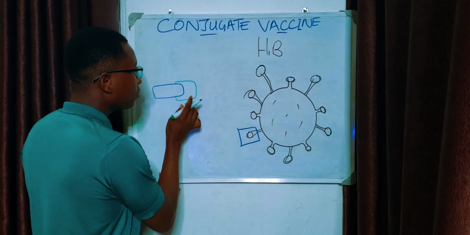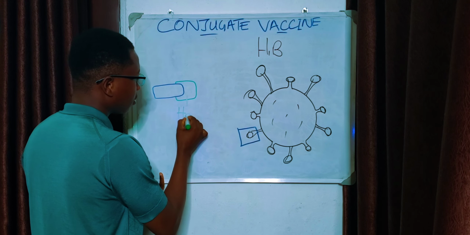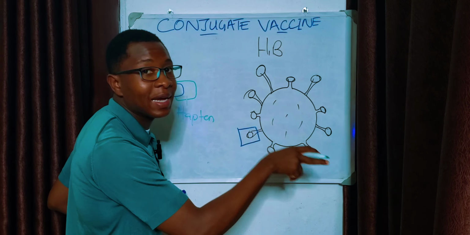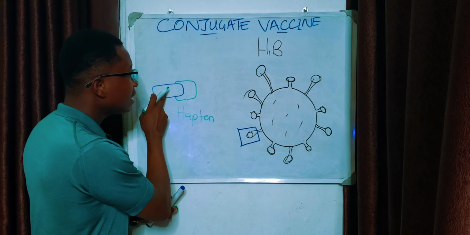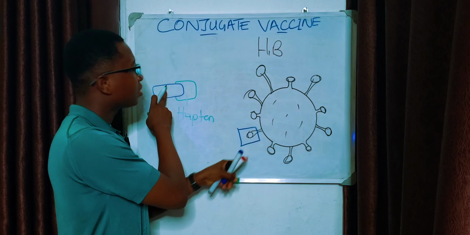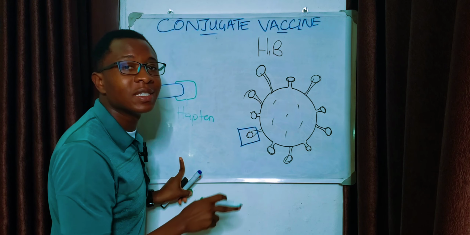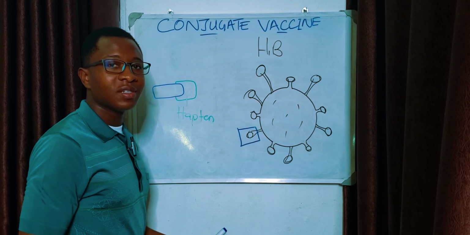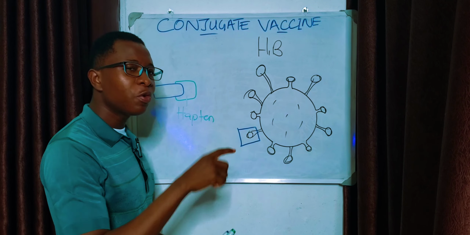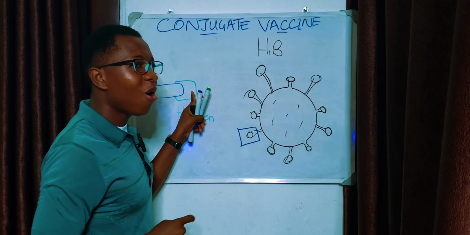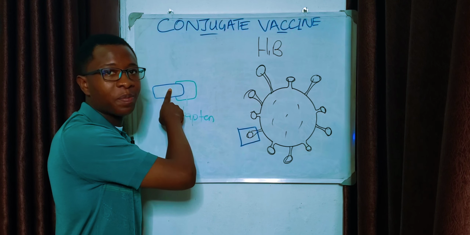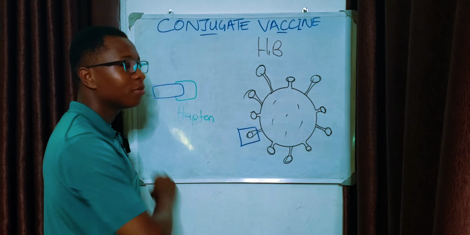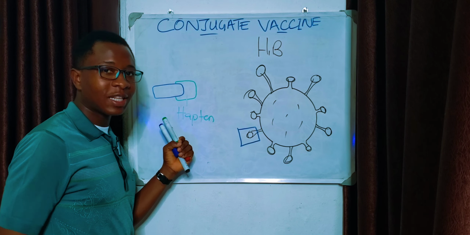Sometimes this carrier protein is called a hapten. This carrier protein is recognized by the immune system of the body. However, the protein of this virus or bacteria is not recognized. So the moment they attach the carrier protein, the body will be able to recognize that there is a carrier protein and also something attached to it. Whenever the body's immune system acts on the carrier protein, it is also going to act on the protein that can cause the disease.